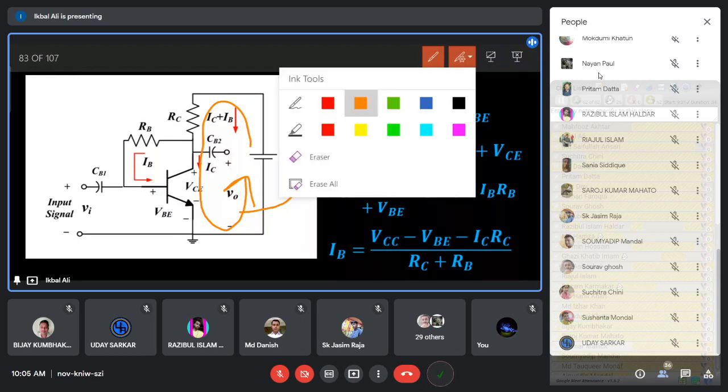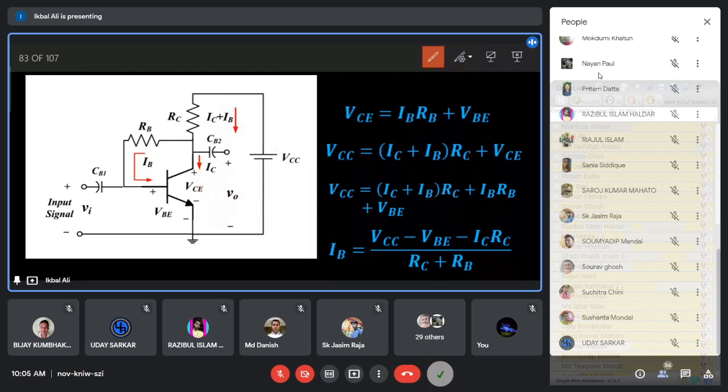Now, after extracting these two equations, we have to use them for designing. You see that the VCC supply voltage is related with the currents and the resistances. If you solve these equations, you will get the values of the resistances which are required to construct the circuit. So this is called the designing.